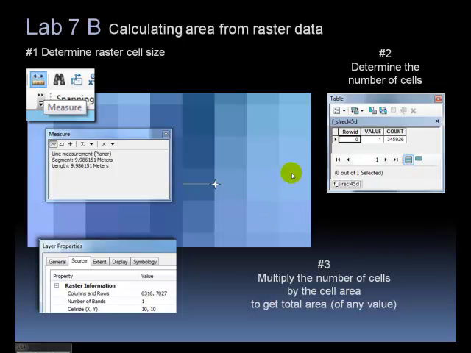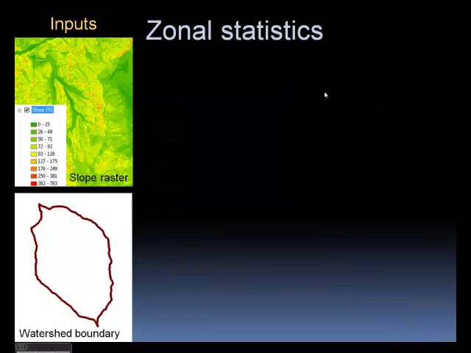Let's say it's in a watershed, and we want to know what the total area of southern aspect is. The total number of cells by the cell area will give you the total area for any cell value. So in this case, our number of cells multiplied by the area of each cell gives you a total area. You can convert it to whatever units you find are appropriate. Pretty straightforward.